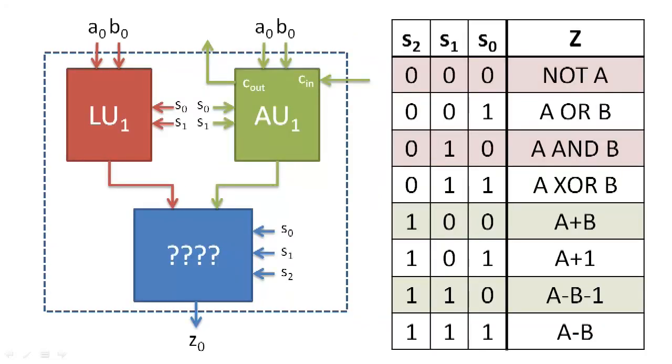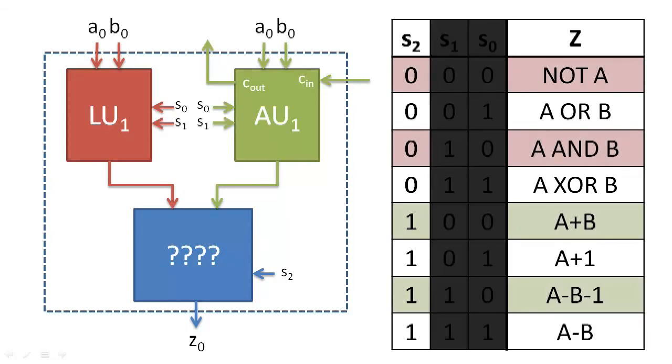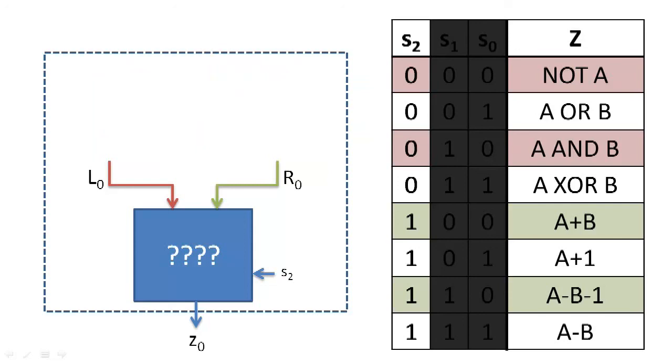As we mentioned earlier, if we want to choose between logic operations and arithmetic operations, we simply need to look at the value of S2. Rather than derive an expression that is based on the many input variables of the ALU, let's use abstraction and call the output of the logic unit L0 and the output of the arithmetic unit R0. We can then effectively ignore the logic unit and arithmetic unit to simplify the problem.